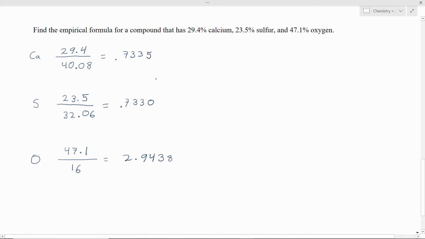Now, our next step is to divide each of these values by the smallest number that we just got, and that would be 0.7330.